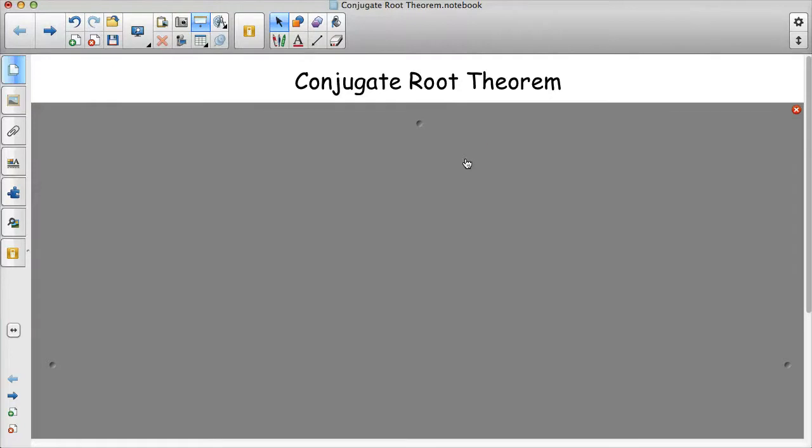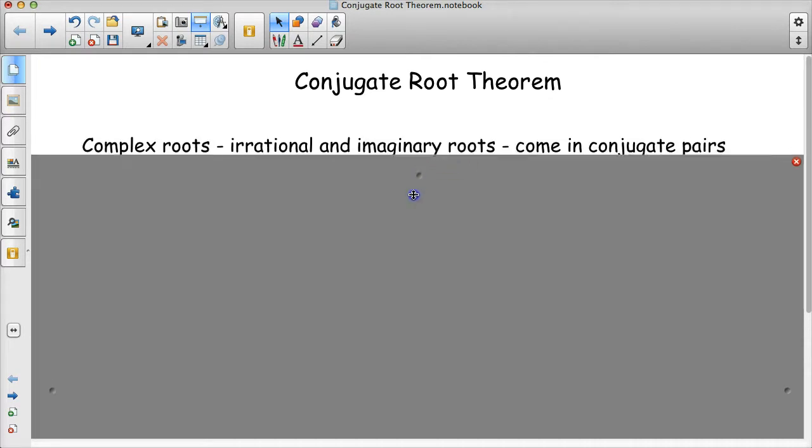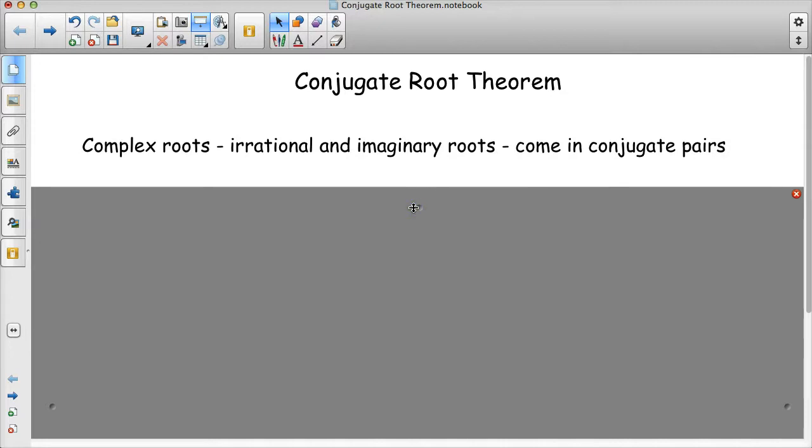There's another really important concept that we need to understand about polynomials, and that concept is the conjugate root theorem. The conjugate root theorem tells us that complex roots, both imaginary and irrational, come in conjugate pairs. Remember, we talked about conjugate pairs when we talked about the difference of two squares or the sum of two squares. But let's take another look.